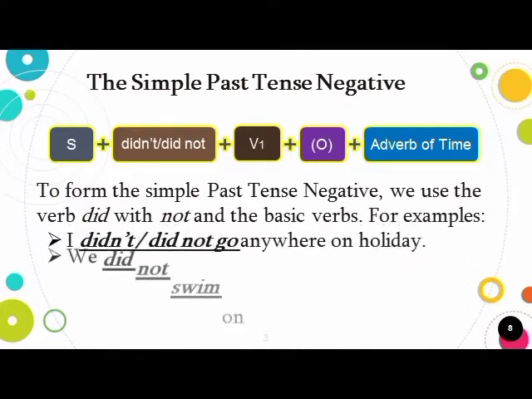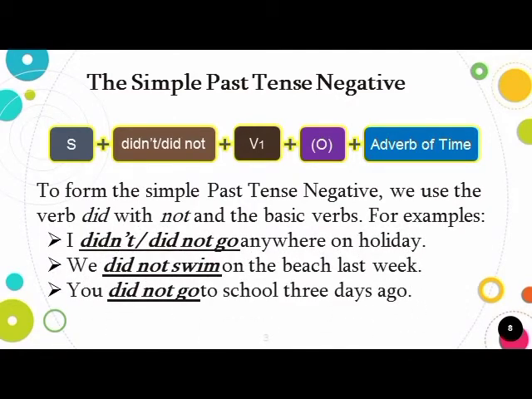Subject plus didn't or did not plus verb 1 or verb in present plus object plus adverb. To form the simple past tense negative, we use the verb did with not and the basic verbs.